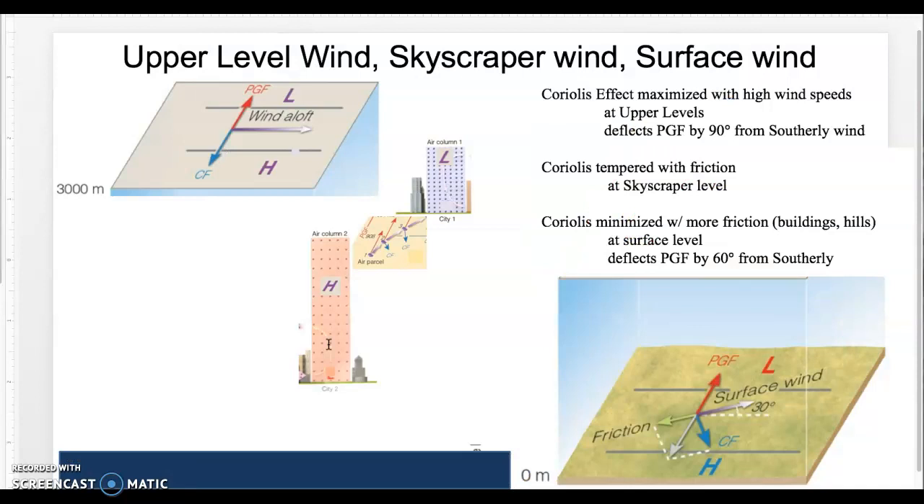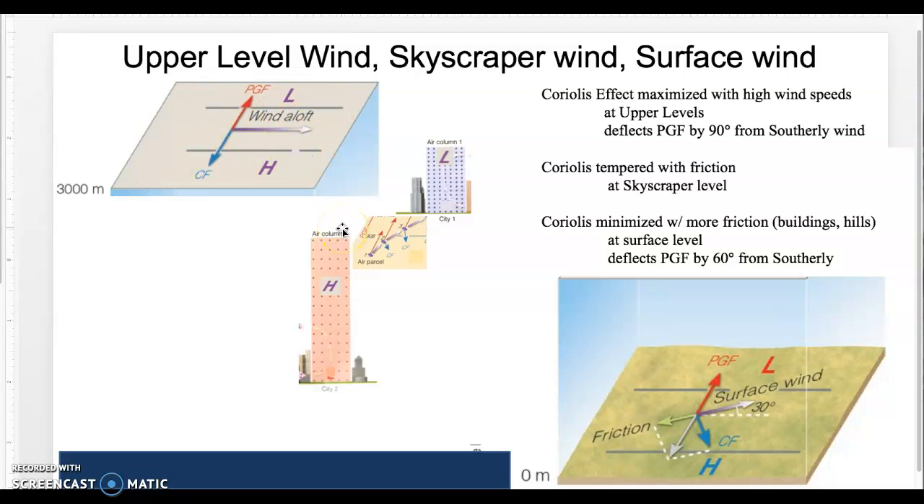Let's compare altitudes. Let's compare upper level wind altitudes, skyscraper wind altitudes, and surface wind altitudes. We already looked at the upper level wind altitude. Now we're going up to about 3,000 meters. That's going to be approximately 750 millibars of pressure. And we note up there that there are winds that are parallel to what we call the contour lines. We'll get into that in a second.